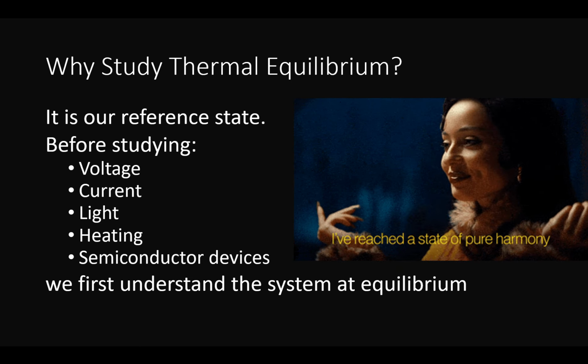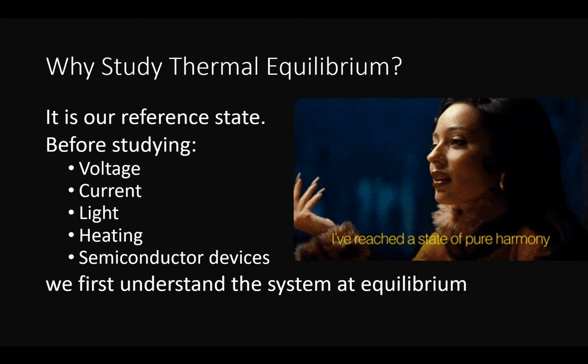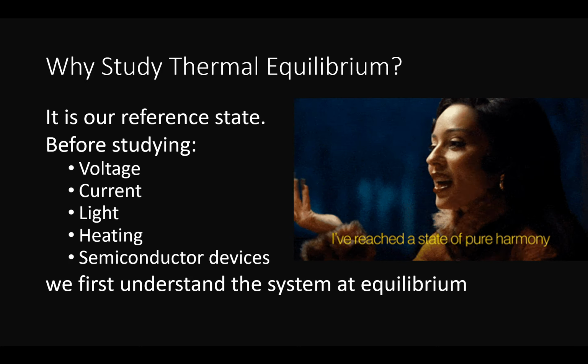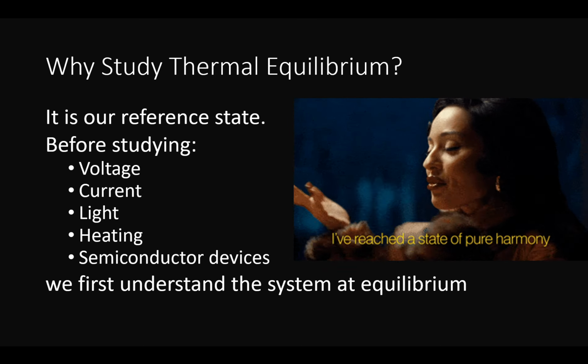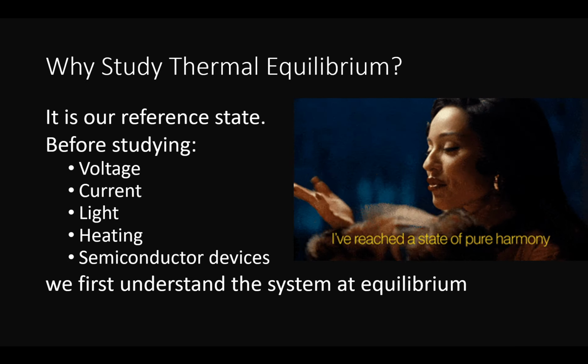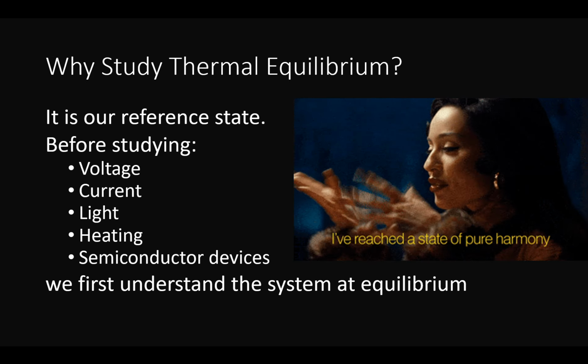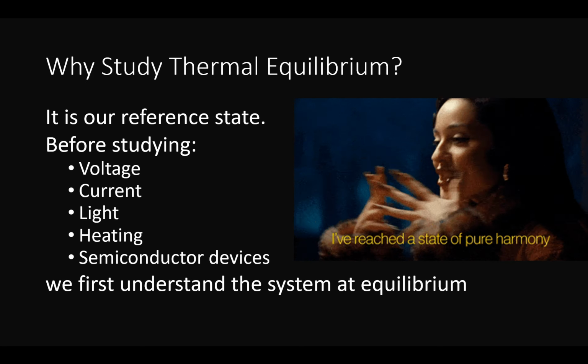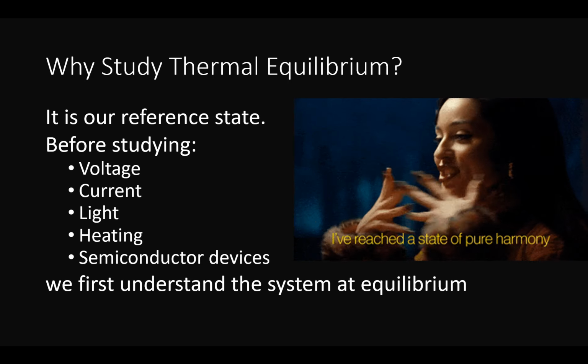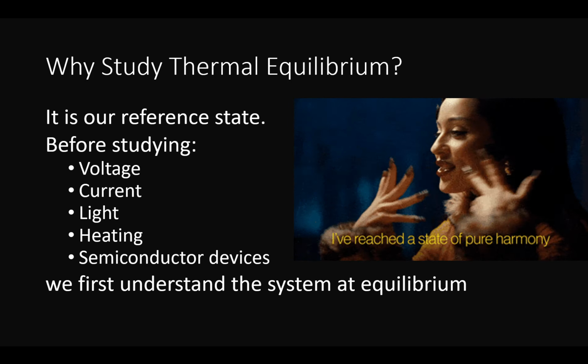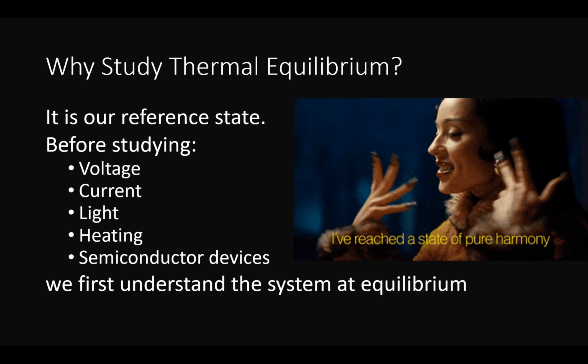So why are we learning thermal equilibrium, right? At this point, we might be wondering why spend so much time studying a condition where nothing seems to happen. The reason is simple. Thermal equilibrium serves as our reference point. Think of it as a starting line before the race begins. Before we can understand what happens when we apply voltage to a semiconductor, before current starts flowing, before light generates electron-hole pairs, before heat affects device performance, we must first understand the semiconductor in its undisturbed state, right? So, only after understanding equilibrium can we accurately explain what changes occur when external stimuli are introduced.